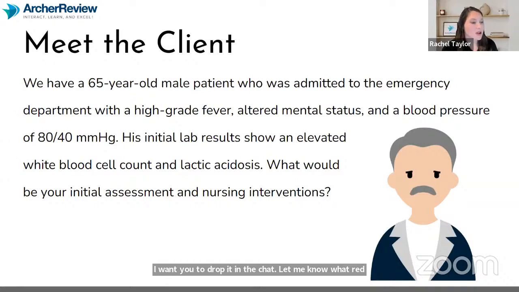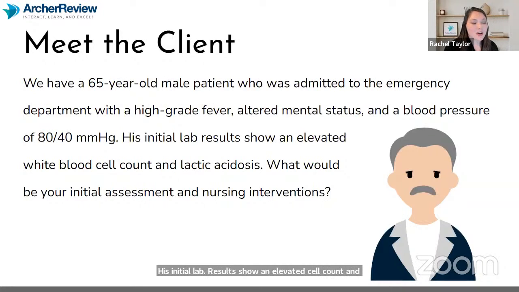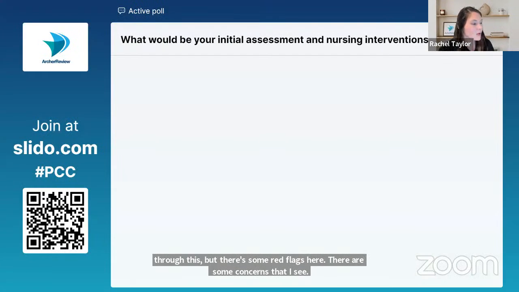His initial lab results show an elevated white blood cell count and lactic acidosis. What would be your initial assessment and nursing interventions? Ooh, all right, let's think for a moment. I'm going to put a Slido slide up in just a moment so that you can think through this. But there's some red flags here. There are some concerns that I see. So what are you guys noticing? Let me know in Slido.